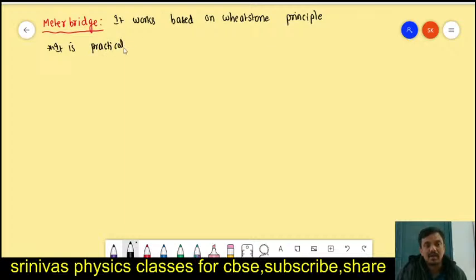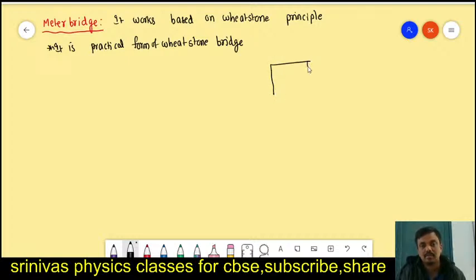Meter bridge is a practical form of Wheatstone bridge. Wheatstone bridge is a concept. Practical form is meter bridge. Let us go for the construction and working of the meter bridge. Let us see here. The meter bridge has two L-shaped copper strips. This is the first one.